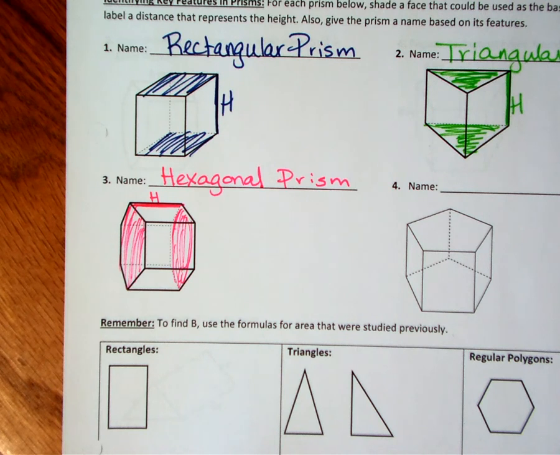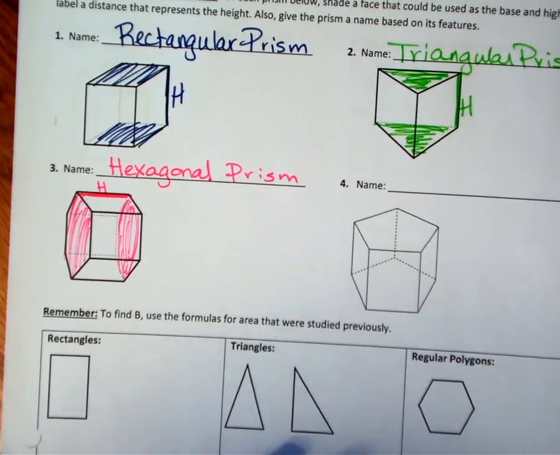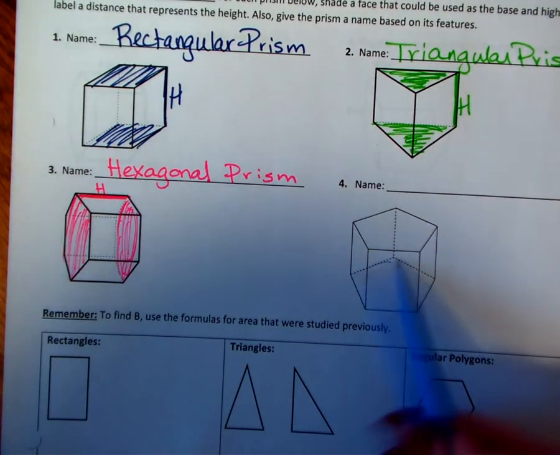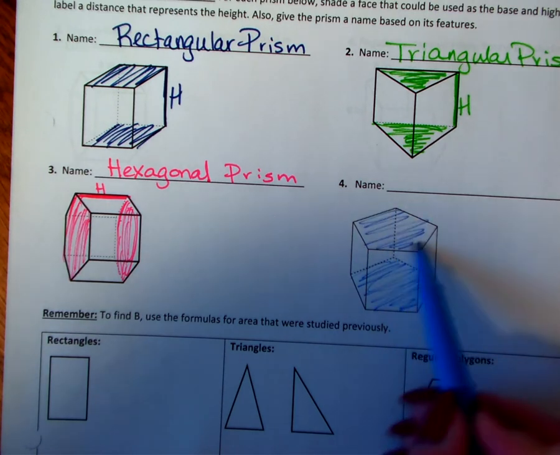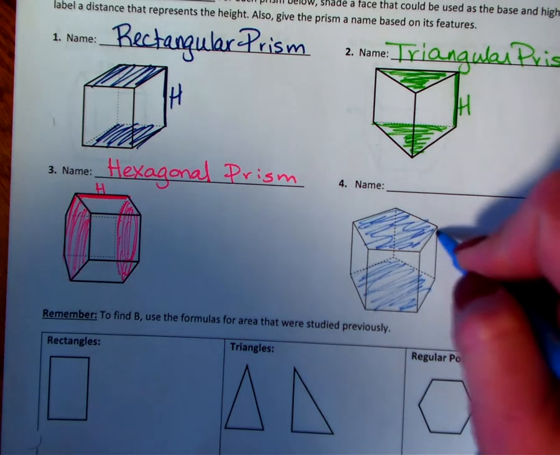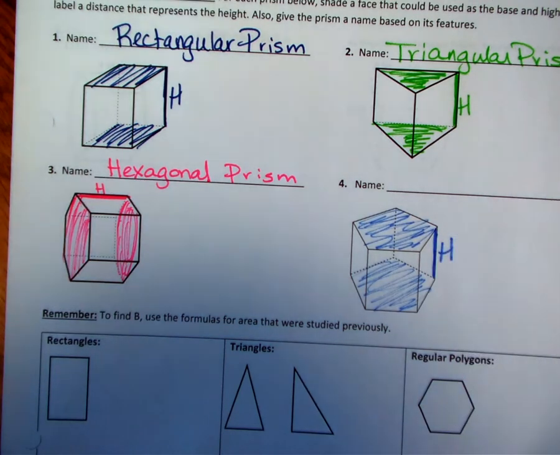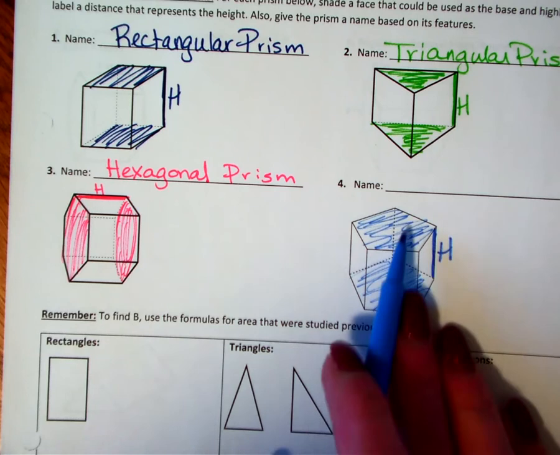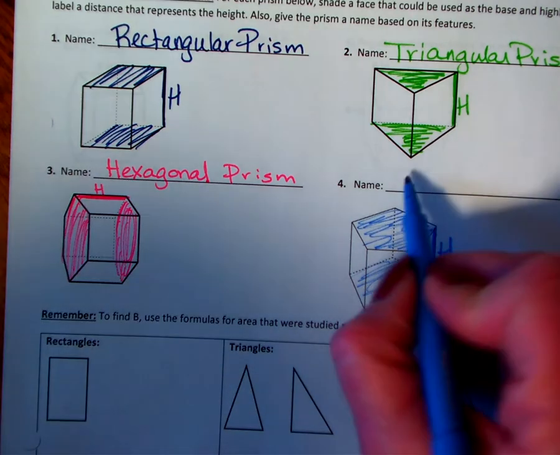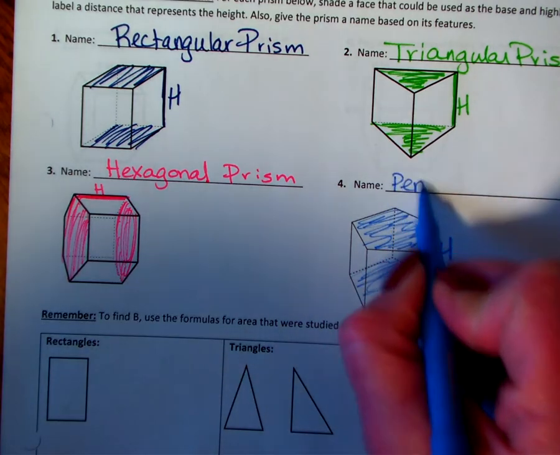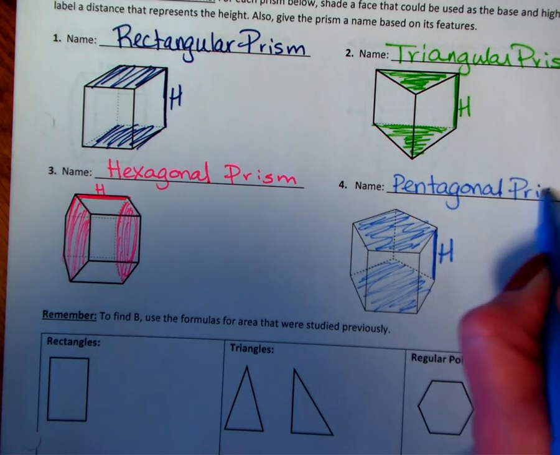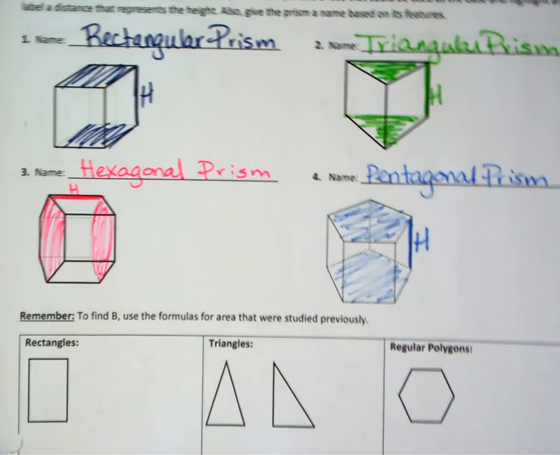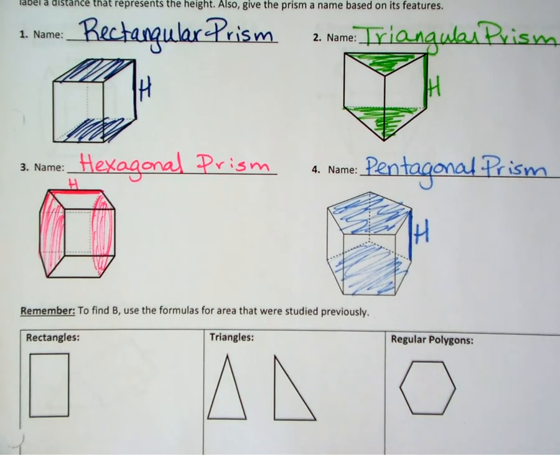Okay, next one, shade in your bases. Most of you probably got this. Go ahead and shade it in, and then label your height. So my base would be here and here, making this my height. And again, what shape is the base? Are the bases pentagons, right? So pentagonal prism. So yeah, that's working. So if it was an octagon, right, 8 sides, it would be called an octagonal prism.